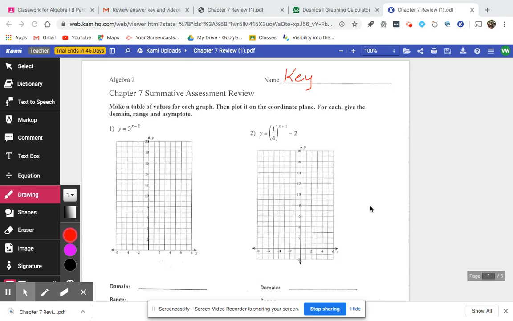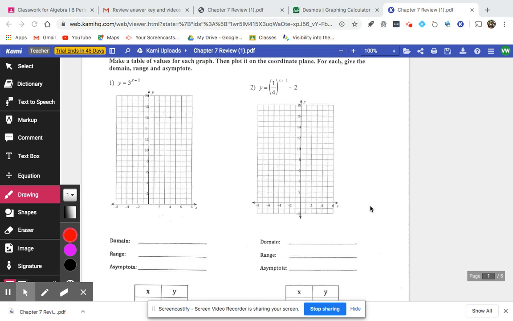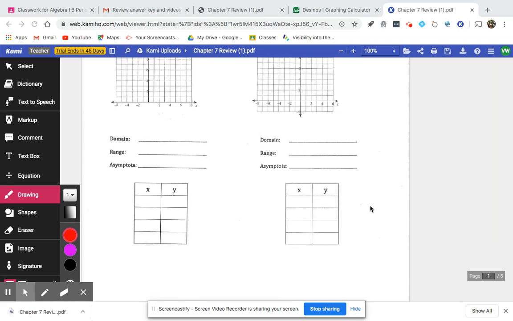Away we go. We want to plot it on the coordinate plane, then state the domain, the range, and the asymptote. For the domain and range, we are going to use interval notation. But first, we need to plot some values for x and y. I'm going to try to pick some nice, easy numbers. Our graph here is y equals 3^(x minus 1), if you didn't catch that at the top.